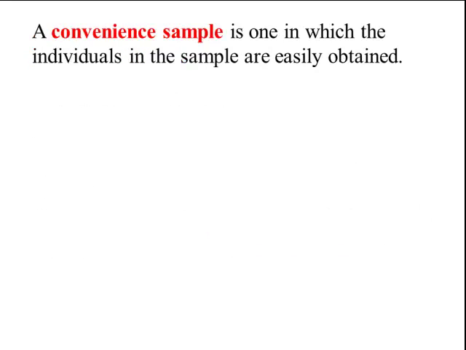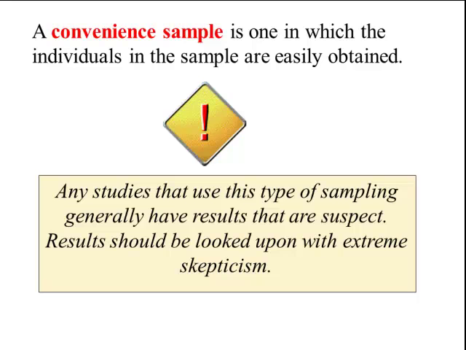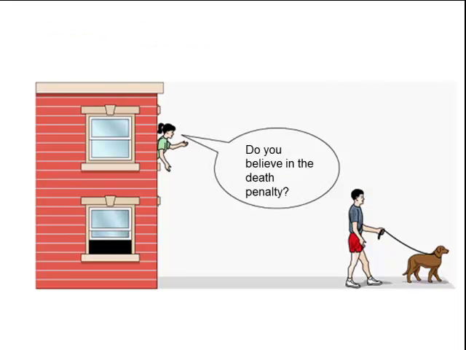A convenient sample is one that's easily obtained, however it may not be representative of the population. Any study that uses this type of sampling generally has results that are suspect. The results should be looked upon with extreme skepticism. As this little slide says, this is an example of convenient sampling. Do you believe in the death penalty? She's calling out to this guy walking down the street.